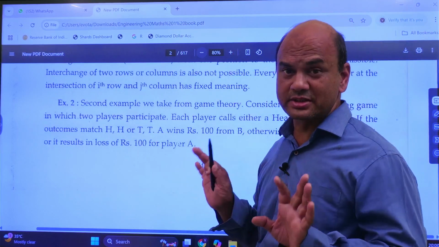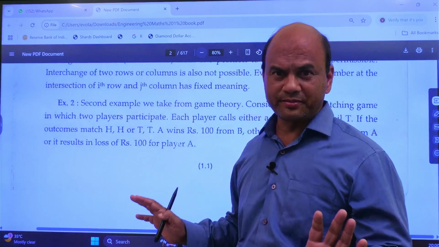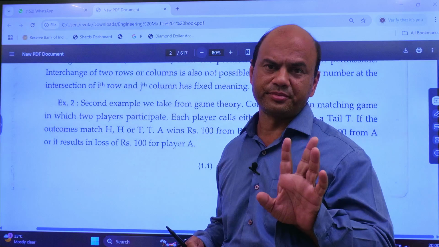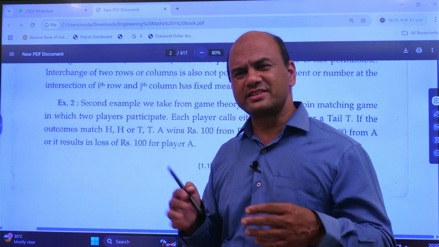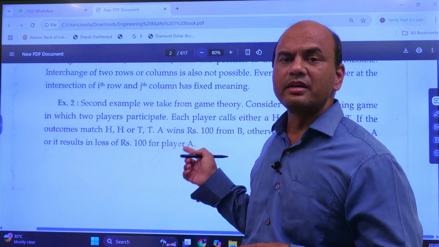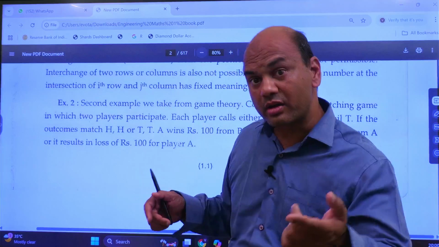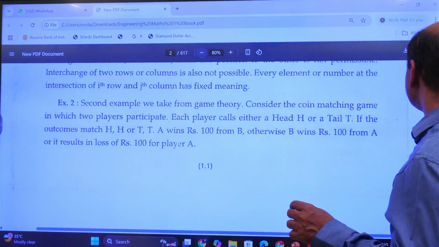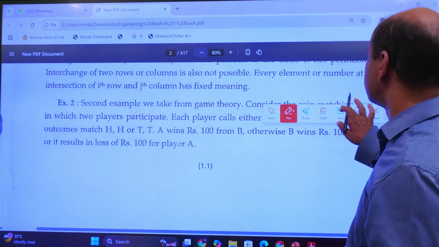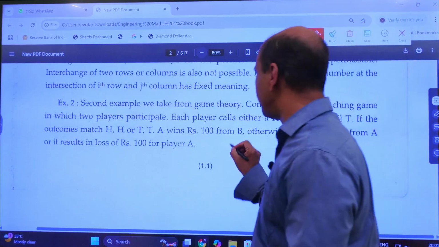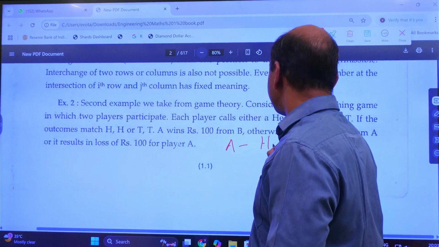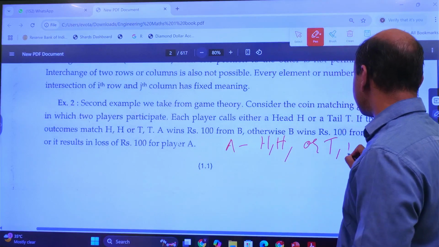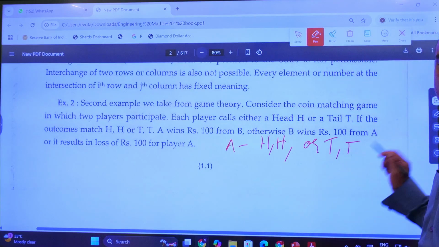Now understand this. What is this concept overall? Two players are playing. I'll say both will be heads, you say both will be tails. Let me make it simpler. I'll say both will be head and head, or both will be tail and tail. Everyone kindly understand this. A is saying either it will be head and head or it will be tail and tail. That's what A is saying.